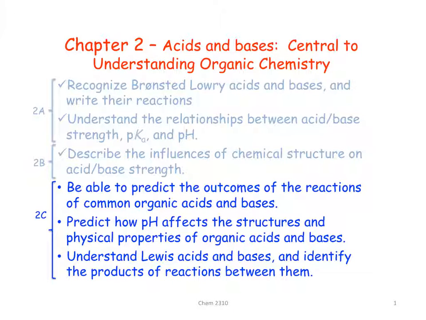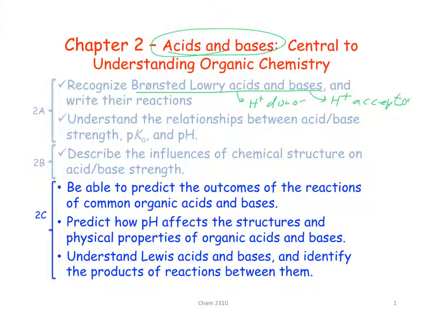Hey everyone, this is our third video on Chapter 2. Remember, Chapter 2 has been focused on acid-base chemistry. Just to give us a quick reminder of what we've talked about so far, we started out talking about the definition of Bronsted-Lowry acids and bases. Remember that an acid is a proton donor, and a base is a proton acceptor.